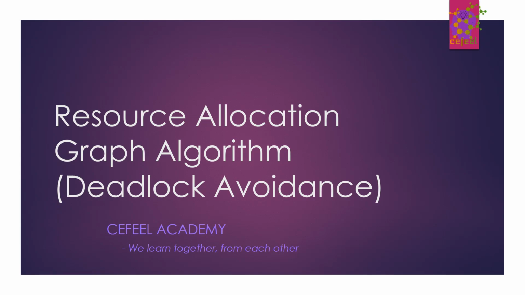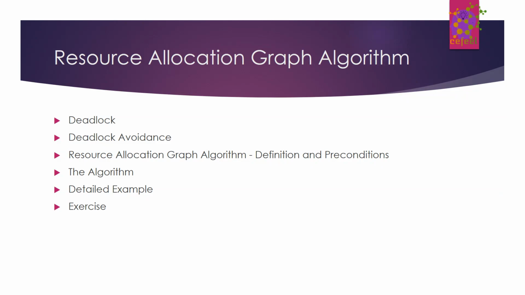So this is another video related to the deadlock in operating system, and we are going to discuss today the resource allocation graph algorithm, which is used for deadlock avoidance. First things first, this algorithm is not discussed in detail in any of the books, so I have tried to come up with the examples and the details as clearly as possible so that the concept can be made clear. So these are the topics which we will discuss today.